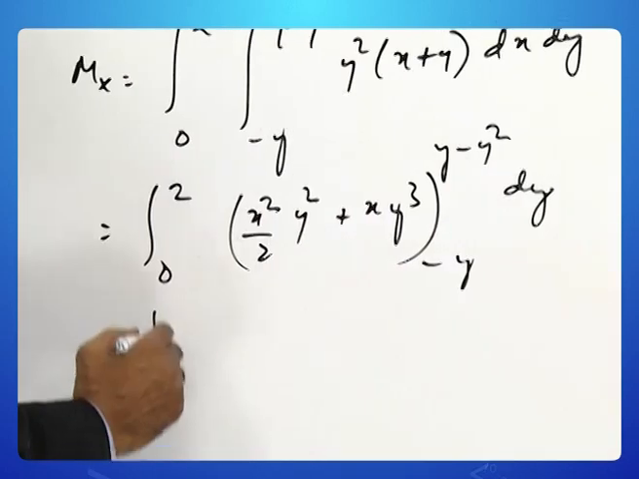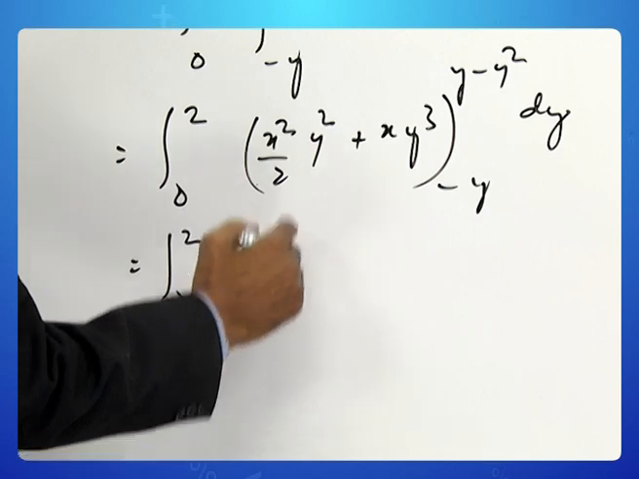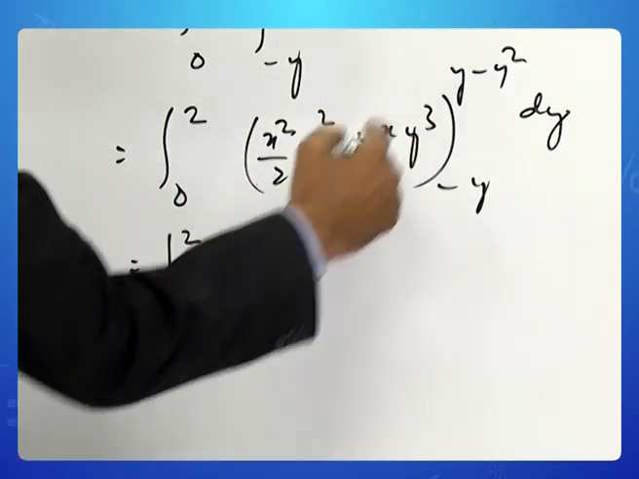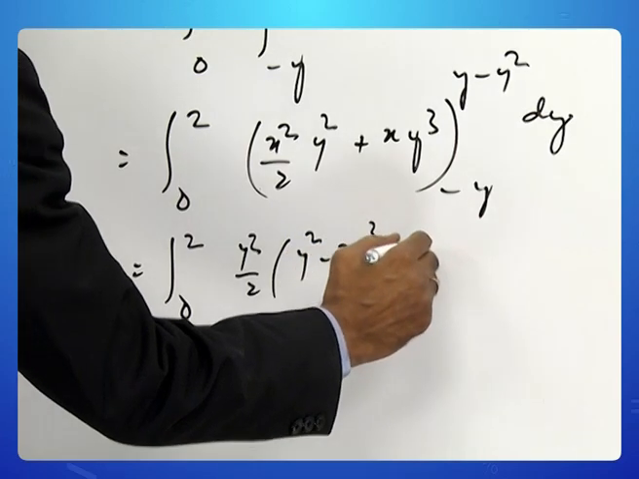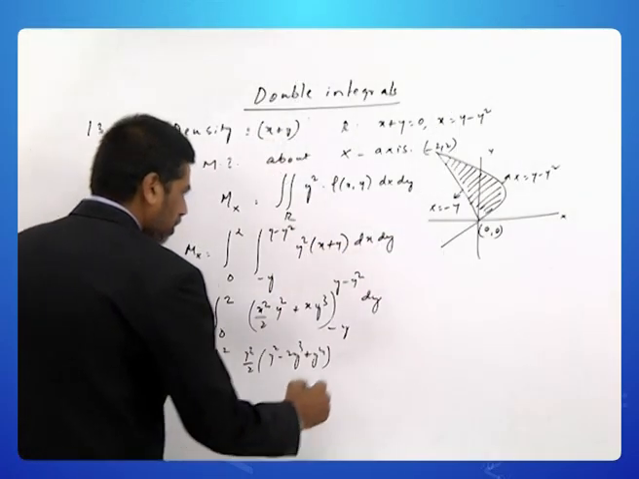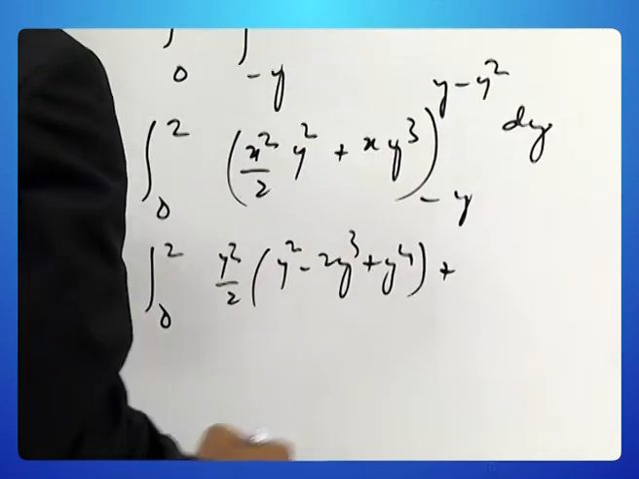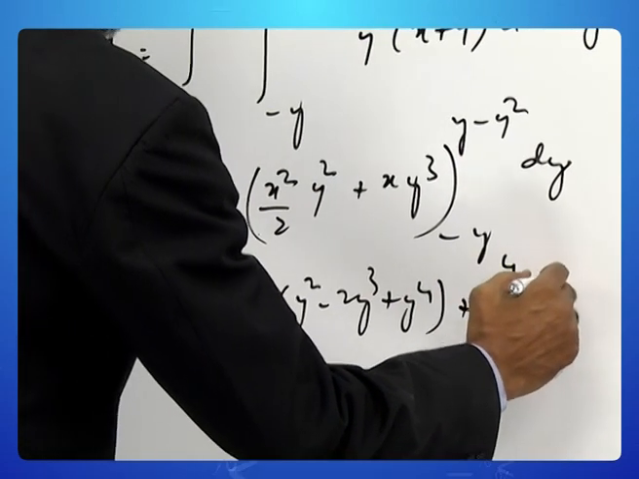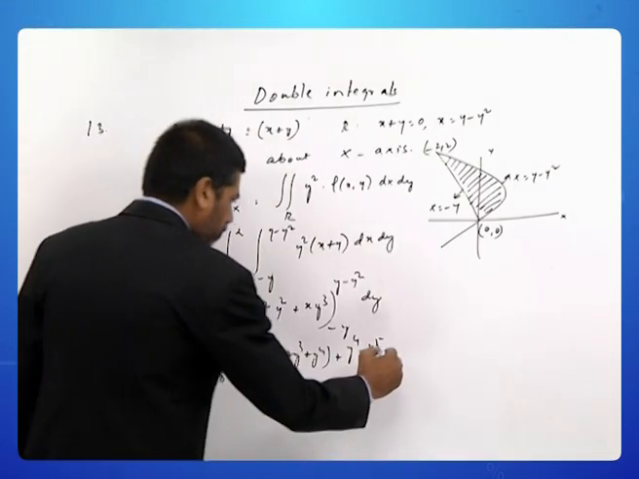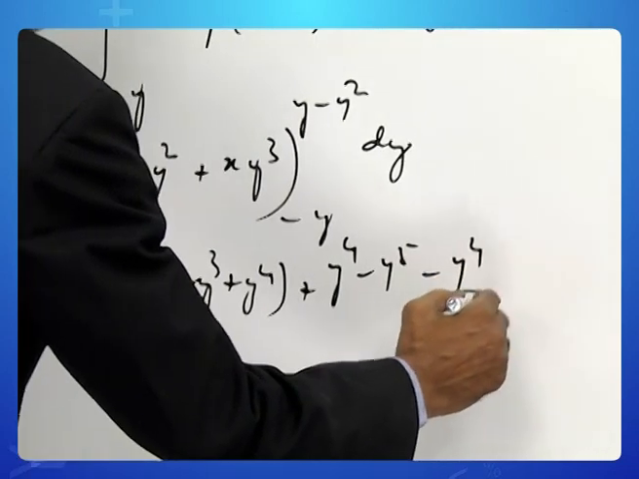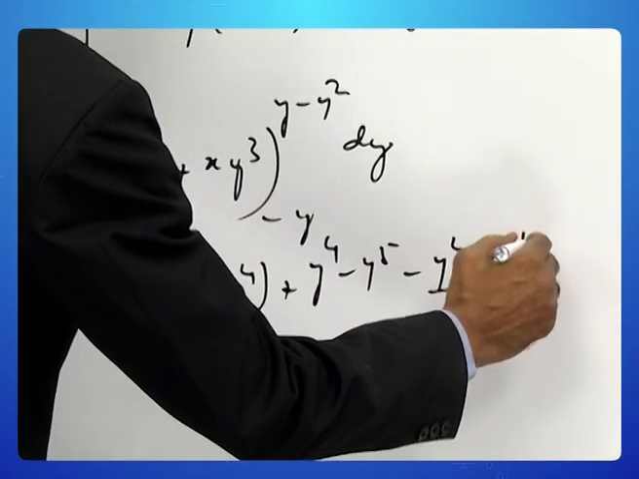So let's apply the limits. Y square by 2, I've retained it. X square would be y square minus 2y cube plus y to the power of 4, plus y cube into substitution for x, that would be y to the power of 4 minus y to the power of 5. Lower limit would give us minus y to the power of 4 by 2, then this becomes plus y to the power of 4.